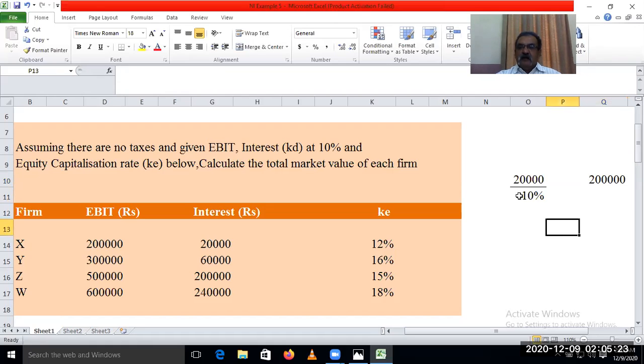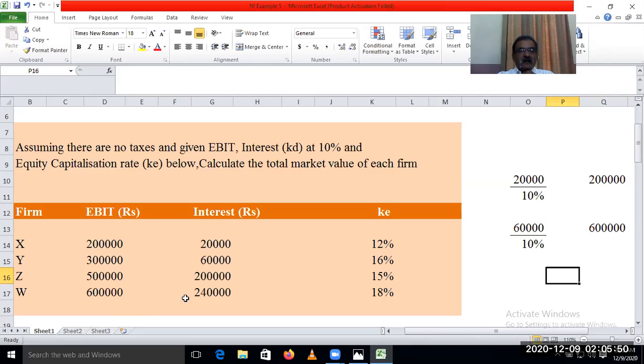So 20,000 divided by 10%, you will get that amount is equal to 2 lakhs. You can check with the calculator. 20,000 divided by 10%. So debt amount for the firm X is 2 lakhs. On the same line, for Y, what will happen? 60,000 divided by 10%. Every time interest rate is 10%. So if you calculate this, 60,000 divided by 10%, you will get 6 lakhs.